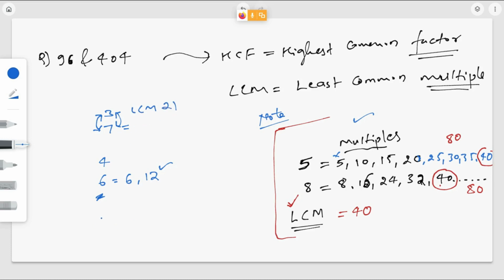Let me take numbers which have some common factor: 12 and 9. 12 is the greater number here, so first write the multiples of 12. Is 12 divisible by 9? No. Next, 24. Is 24 divisible by 9? No. Next one, 36. Is 36 divisible by 9? Yes, sir. So 36 is our LCM. This is how we find the LCM using multiples.